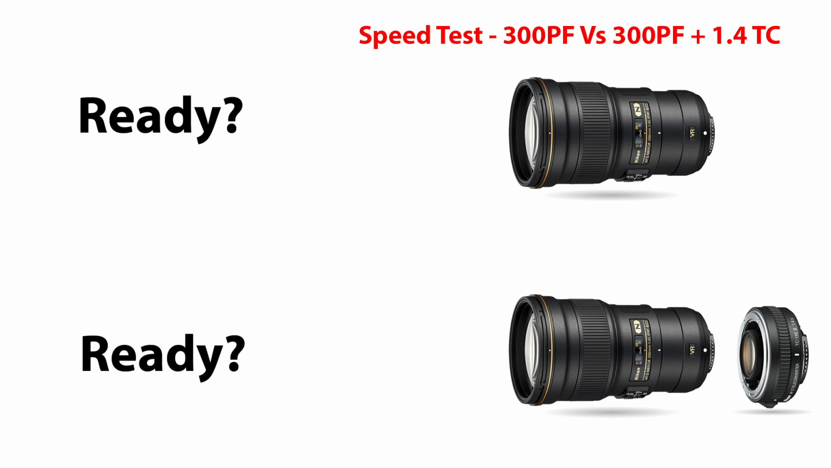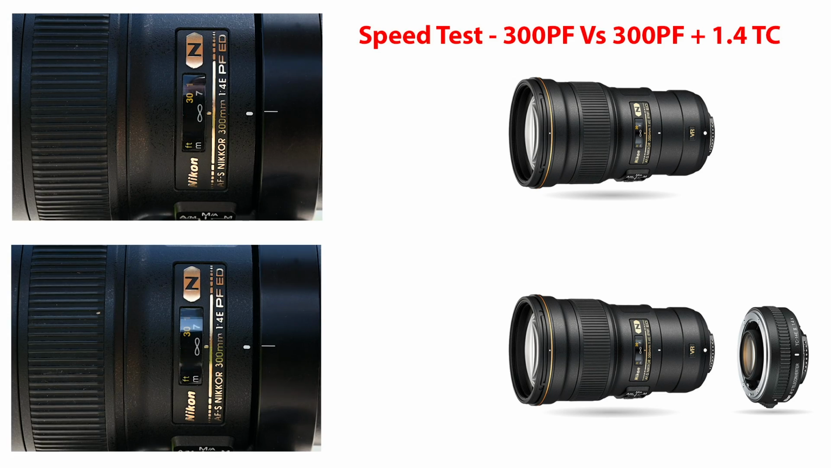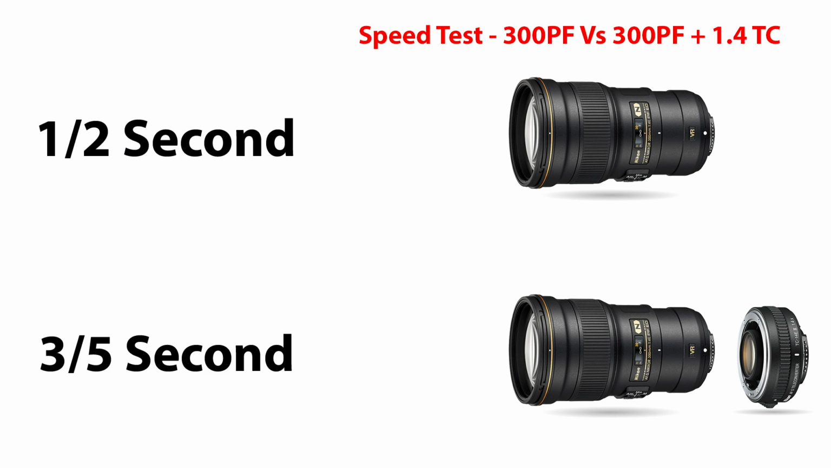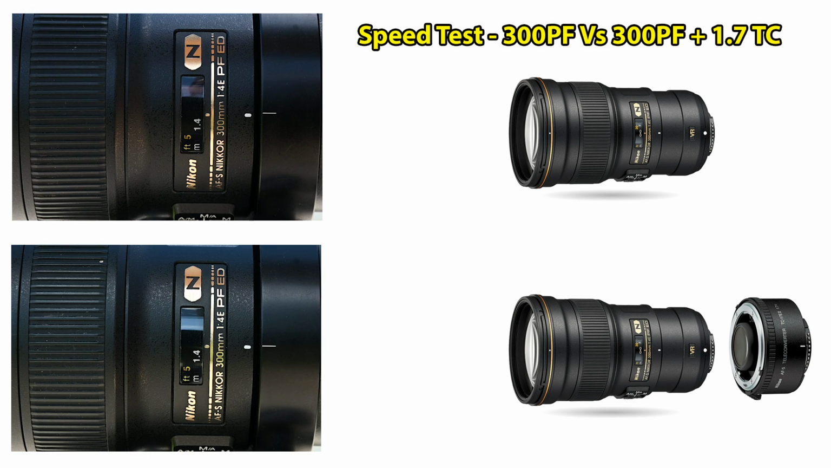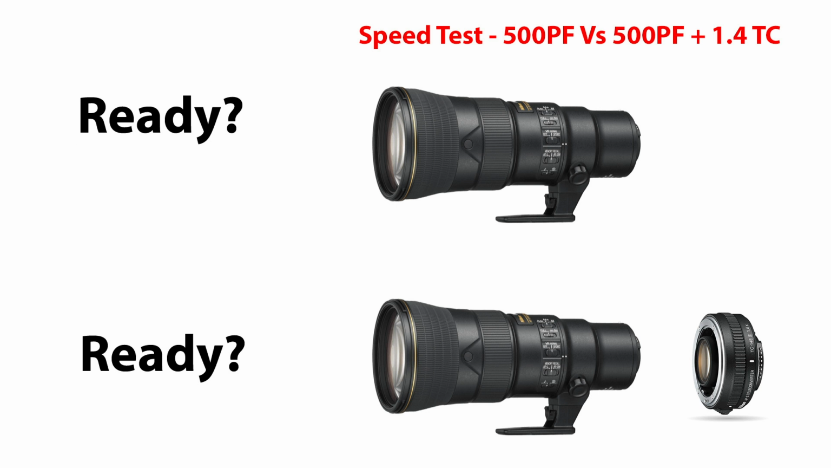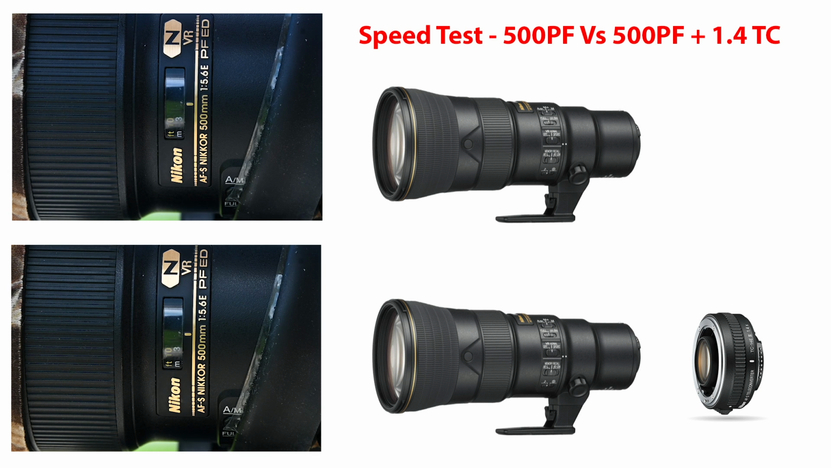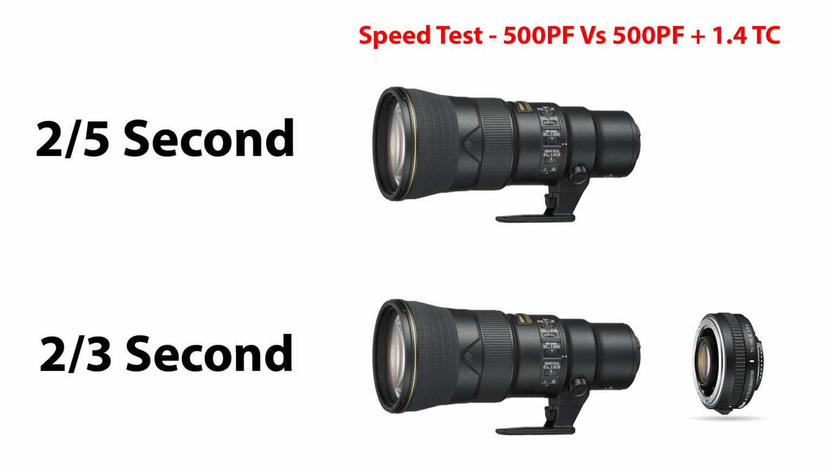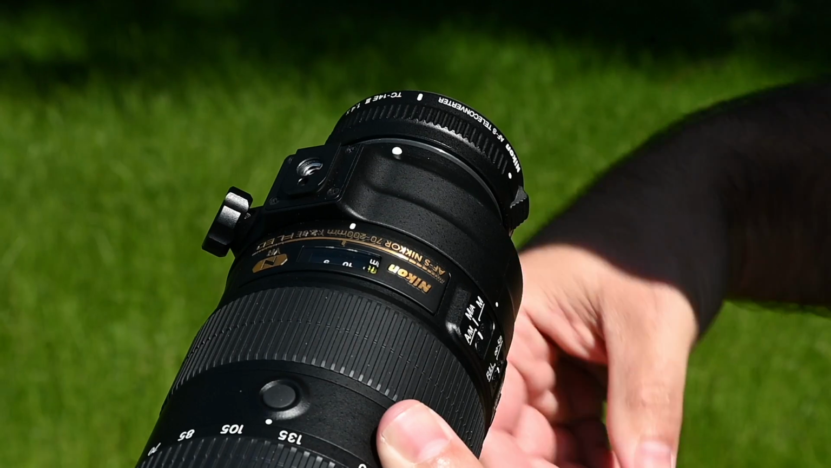AF performance. Another place where you can take a hit when using a TC is in the autofocus department. First, adding a TC almost always slows AF down at least a little. Obviously, the 1.4 TC sees the least impact and the 2X converters see the most. Still, in almost every case, adding any TC is going to slow things down to a lesser or greater extent. In some cases, the hit is minor, like when you add a 1.4 TC to a fast 2.8 lens.